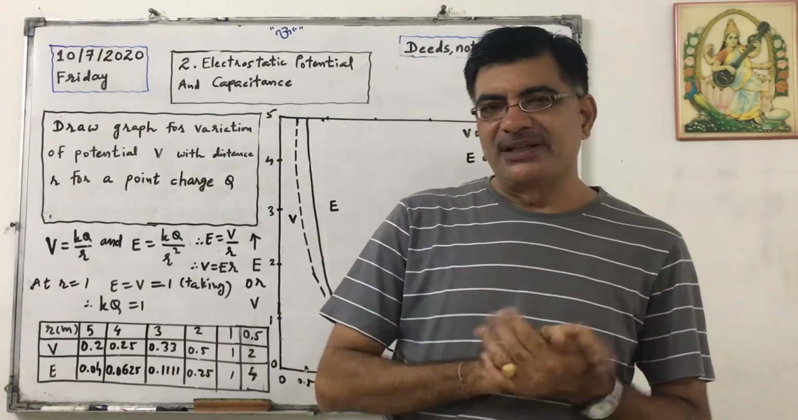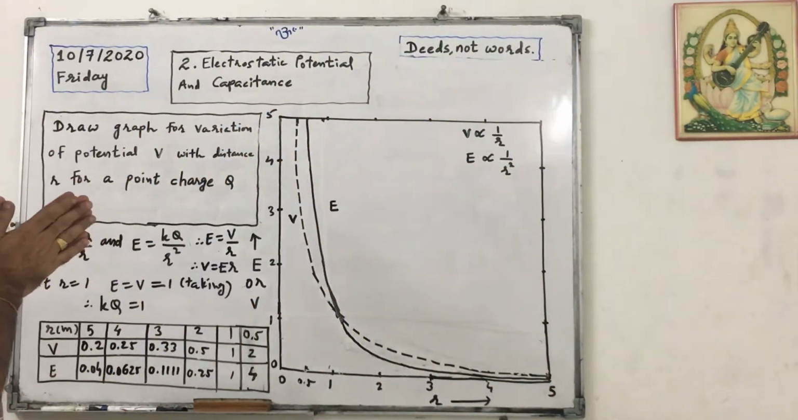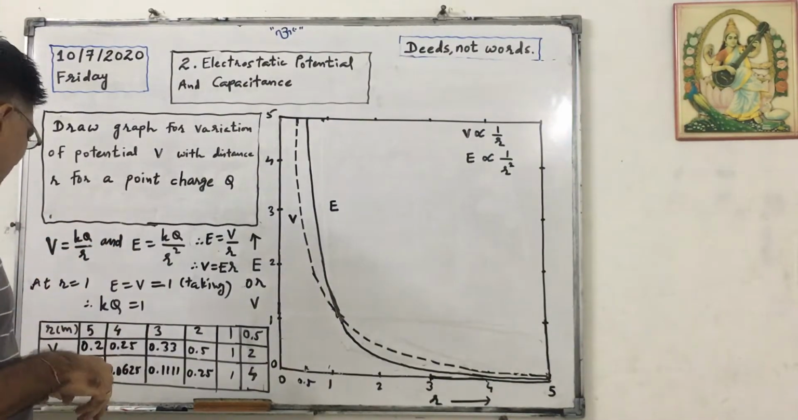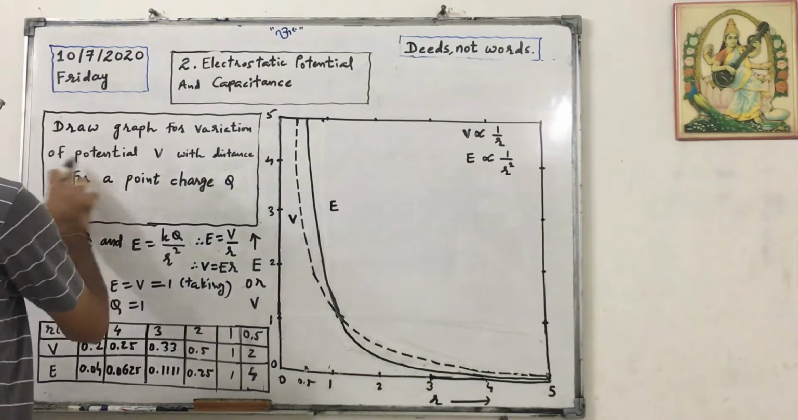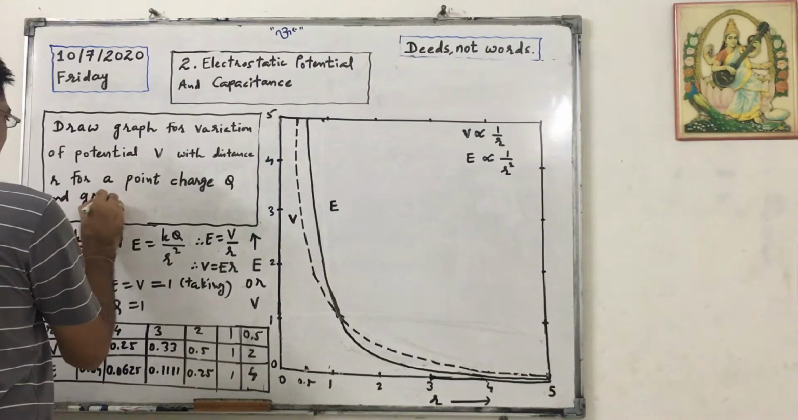Our today's topic is to draw a graph for variation of potential V with distance R for a point charge, as well as a graph for E versus R.